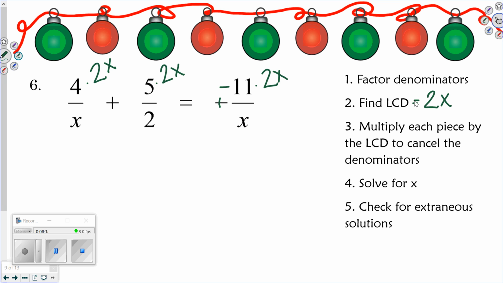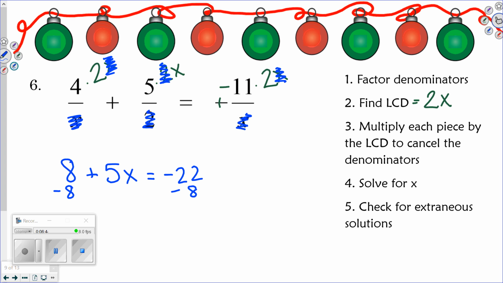Are they held with the plus or minus? So you can cancel them. And isn't that what our goal is? To cancel our denominators? So 4 times 2 plus, cancel my 2's. So that's 5x. Cancel the x's. Negative 22. Doesn't that look so much nicer to solve? So much nicer.